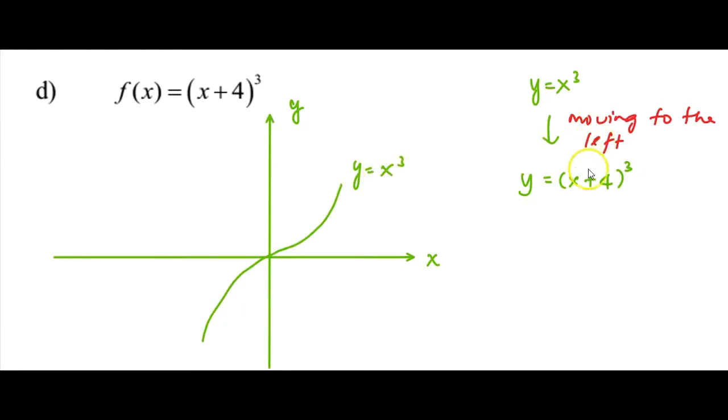Move your graph 4 units to the left because we have positive 4. So from the 0, 0, move 4 units, 1, 2, 3, 4. This will become negative 4. So now your graph will become like this. The shape will still be the same as y equals to x cubed. It will become like this. And you can see that your graph will pass through the y-axis. Later on, you may find the y-intercept. Then after that, you can put an arrowhead to show that the graph is going down and going up indefinitely.